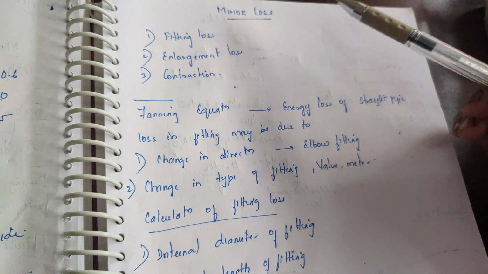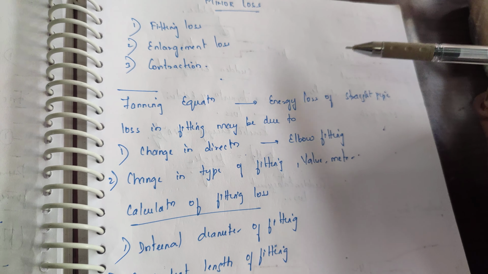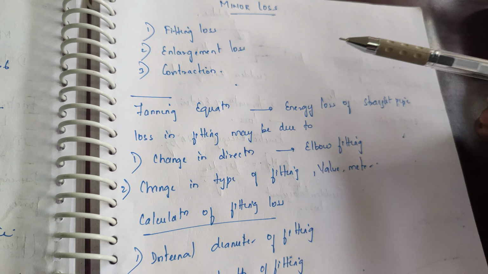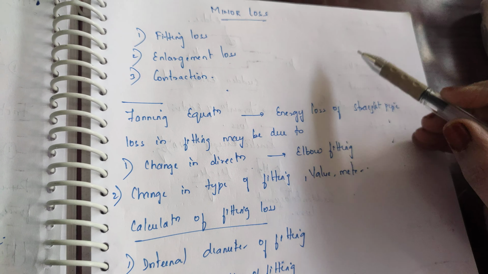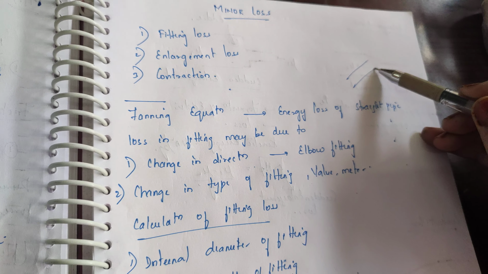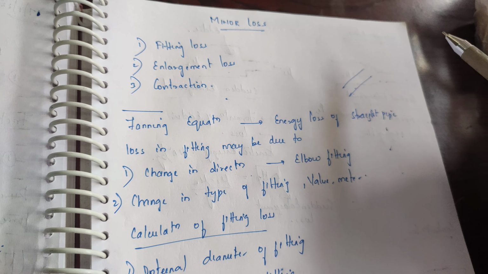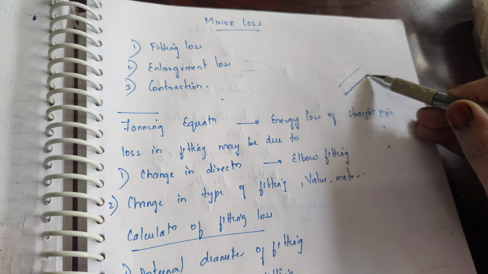So minor losses are fitting loss, enlargement loss and contraction loss. Basically the Fanning equation is used to calculate the loss due to friction only in the straight line pipes. मतलब बिना fitting के, only for the straight line pipes, whatever loss is there, that loss is calculated by the Fanning equation.